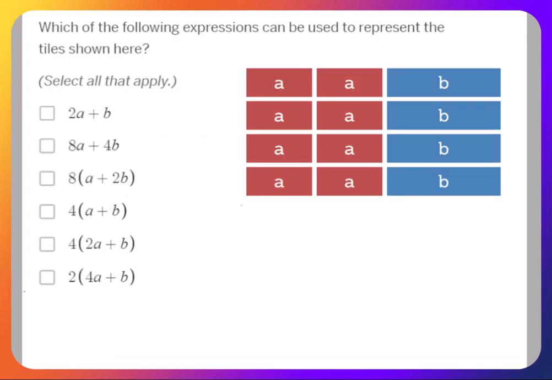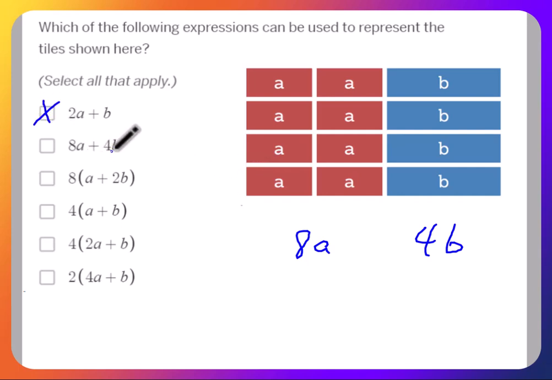Okay, so we have a model here. We need to figure out which expressions can be used to represent the tiles shown and select all that apply. So the first thing I'm going to do is look to see the total tiles I have. If I look, I have 8 A tiles and I have 4 B tiles, and they're all positives. So looking at my first choice, 2A plus B, no, I have way more than that, so that's not equivalent.